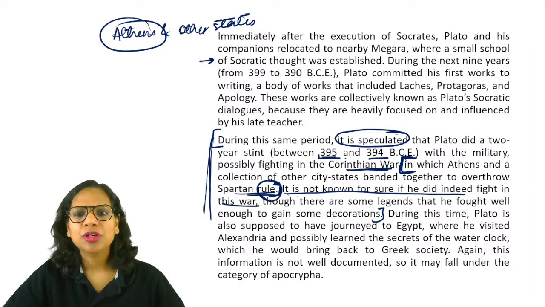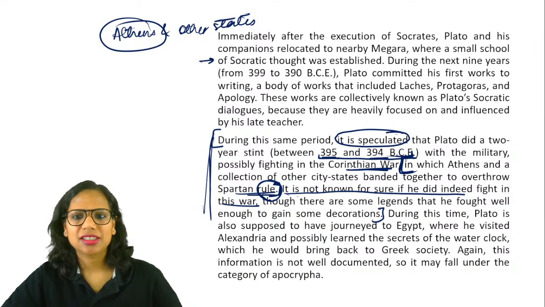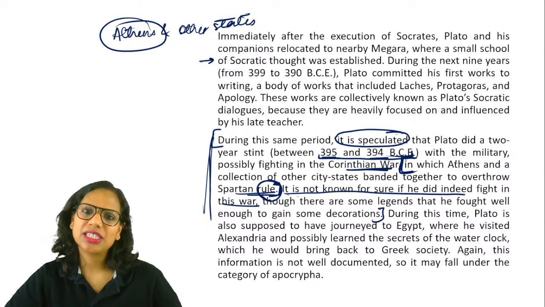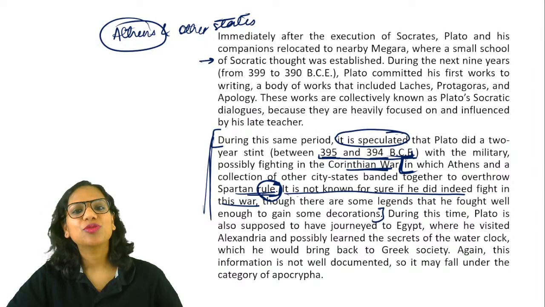And what is the time? Between 395 and 394 BC. So this war, this two-year stint with the military, is the Corinthian War. That means before this, Sparta must have ruled over Athens prior to 395 BCE. That is something that can be inferred here.